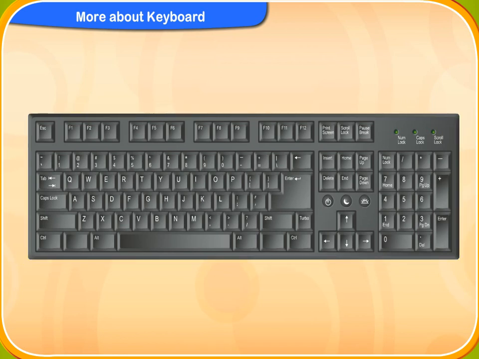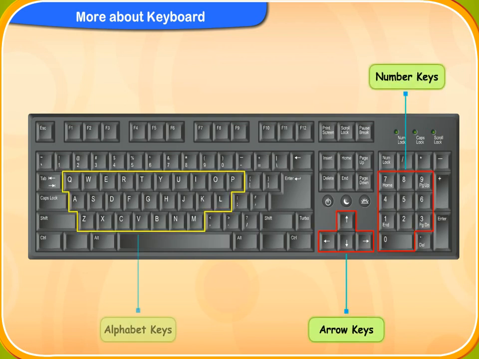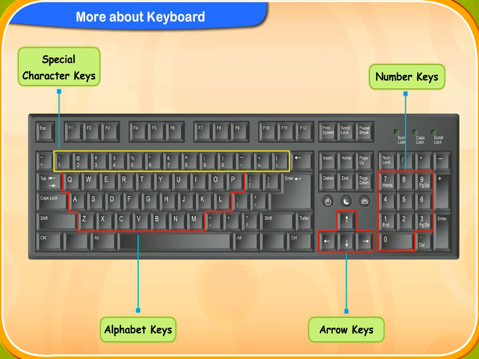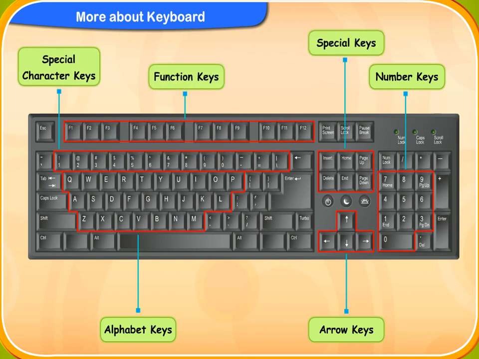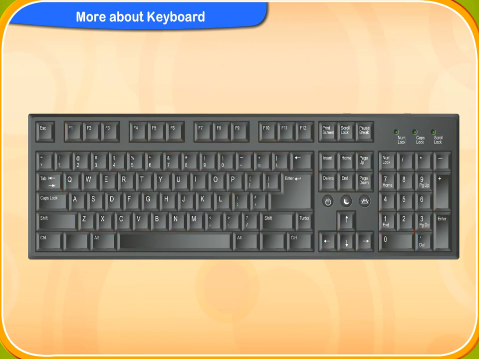Correct. You see, a keyboard has 6 different types of keys on it. What are they, Clicko? They are the number keys, arrow keys, alphabet keys, special character keys, function keys, and special keys. Tell me more about them. Sure. Let's begin with the number keys.